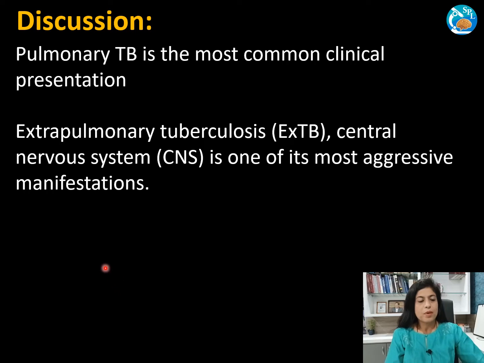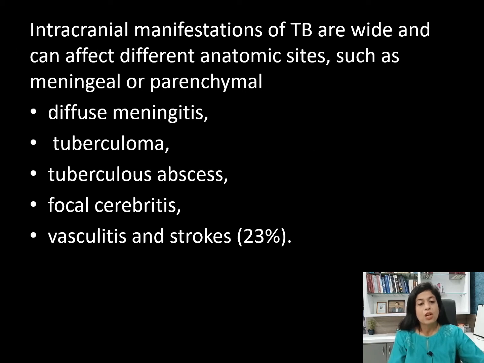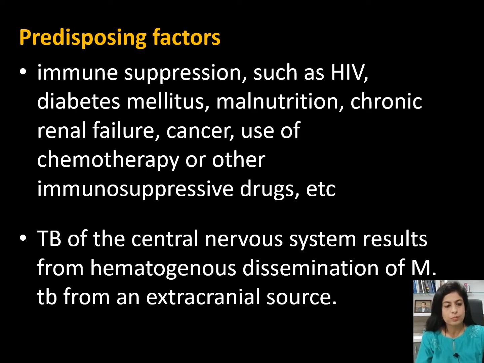So coming to the discussion part, the most common clinical presentation is pulmonary tuberculosis, and whenever it affects the CNS, its manifestations are more aggressive. The intracranial manifestations can be in the form of diffuse meningitis, tuberculoma, tuberculous abscess, focal cerebritis, vasculitis, and stroke. The predisposing factor is mainly immunosuppression due to HIV, diabetes mellitus, malnutrition, chronic renal failure, cancer, and patients who are on immunosuppressive or chemotherapeutic drugs. Basically, one must remember any comorbidity can predispose a person to tuberculosis.